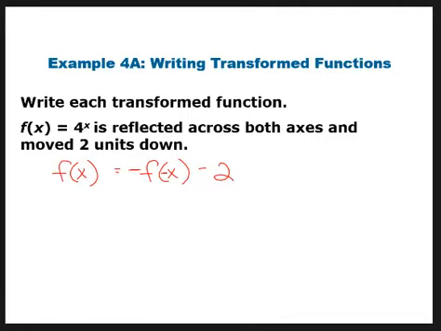So if I apply both of those to what's going on here, I'll call my new function g of x. I would have negative 4 to the negative x minus 2. Just something to keep in mind as you're looking at what's going on. The negative out front represents the fact that we're going to flip it across the x-axis. The negative in here means we're going to flip it across the y-axis, and the minus 2 means we're shifting everything down 2 units.